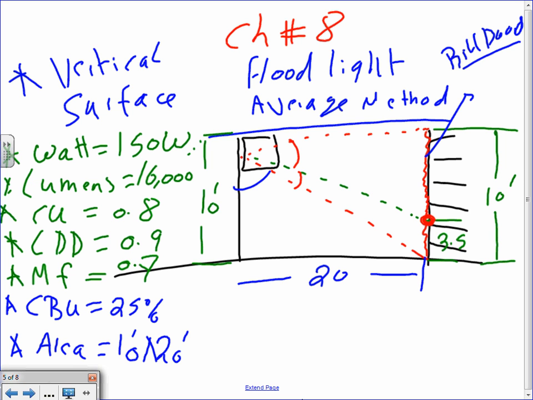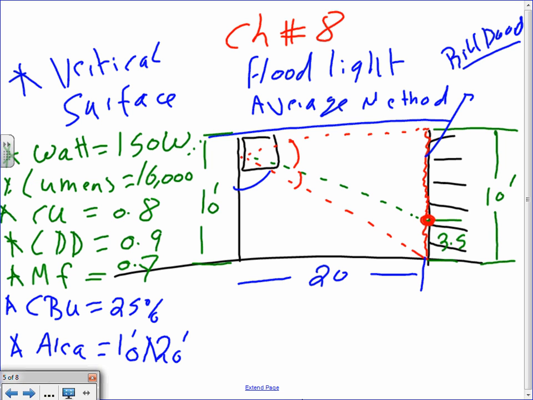MF is the maintenance factor, the guard factor, which is 0.7. All these factors are given to you. And what I need to do, my friends, is find the average method for this floodlight. Can I have thumbs up, Chad? Very simple, guys. Here's what you do. You take the square footage of that billboard, and you apply the formula. Before I go, though, does everybody understand I have a billboard here?